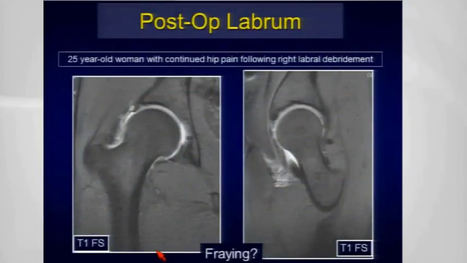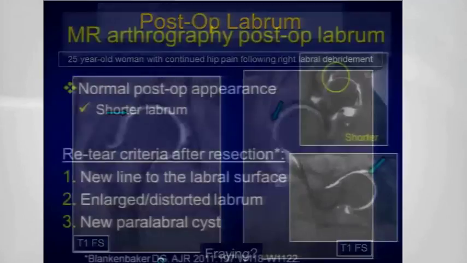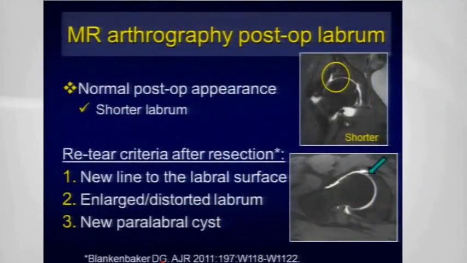Well, what about the postoperative labrum? So now we have all these young patients who've had labral tears, and they have debridement or repair, so they're now back out doing their activities, and a year or two afterwards, they're coming back with new hip pain. So in this patient, we see some irregularity of the margins representing fraying. So what should we expect after surgical intervention? Well, the normal postoperative appearance is going to be a shorter labrum following resection.